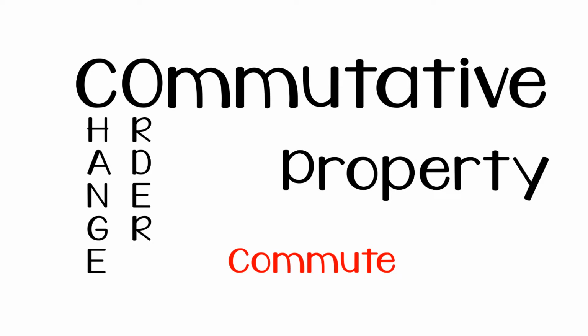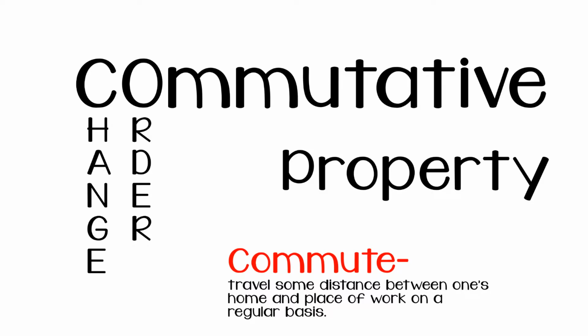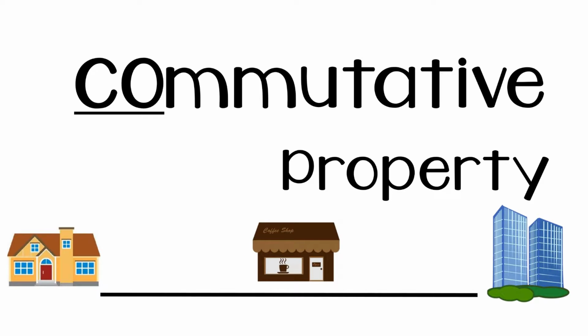Another great way to remember this is to think about the word commute. Now, if you don't know what the word commute means, commute basically means to travel some distance between one's home and where they work on a regular basis. So let's talk a little bit more about what the word commute means. Let's say that your uncle lives at this house and he drives all the way over here to his office here, and it's about a total of 10 miles. So the distance from home to his office is 10 miles.